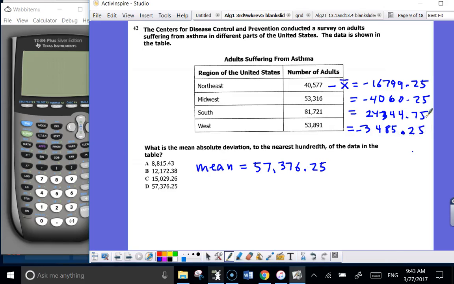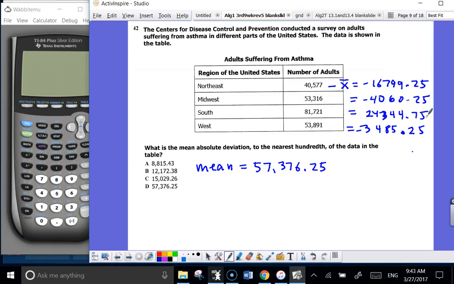So now, the absolute part of this. It says mean absolute deviation, absolute value. What does absolute value do to a negative number? It makes it positive. So we just want to turn all these into positive numbers and take their average. That's the mean absolute deviation.